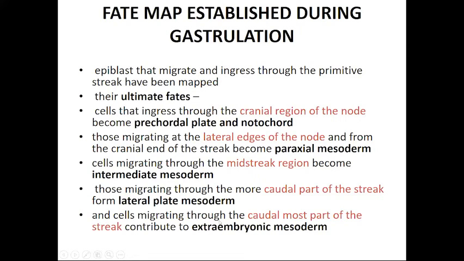And cells migrating through the caudalmost part of the streak contribute to the extraembryonic mesoderm. So all these, from the pit, you have the cells which are going to become the precaudal plate and the notochord. Then from the edges, the paraxial mesoderm, or the somites, what we call, and they develop into the vertebral column. Then cells migrating from the mid streak region are going to become the intermediate mesoderm, and for the most posterior part, they're going to develop as the lateral plate mesoderm. And the most caudal part also contributes to the extraembryonic mesoderm.